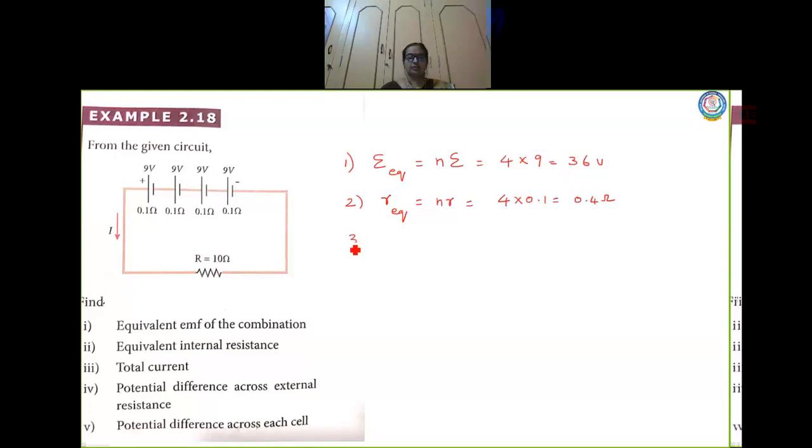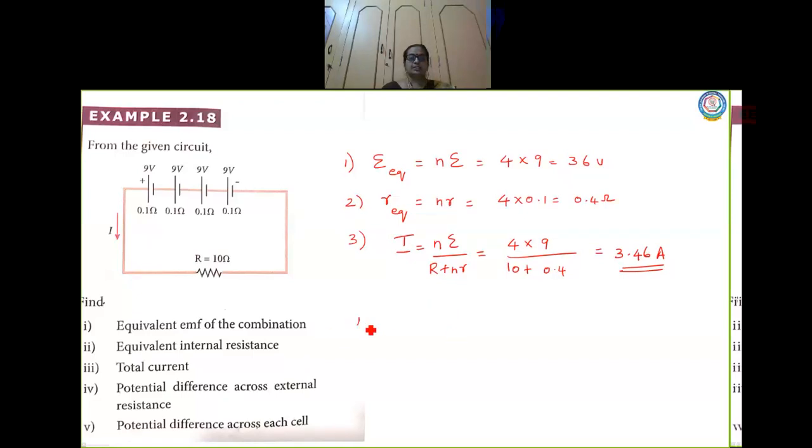Next, the total current. Now I have found out the total EMF and the total internal resistance. So I can find out the value of total current by the formula n psi by R plus nr. This is the formula we discussed. So substitute. n is 4 and psi is 9 divided by what is the value of the external resistance? It is 10 plus n into r, we already know it is 0.4. Okay? So when I simplify, I will get the value of current to be 3.46 ampere. This is the value of the total current. Okay? Right.